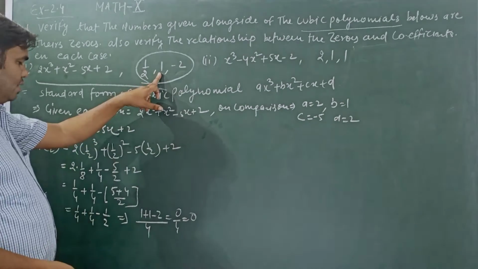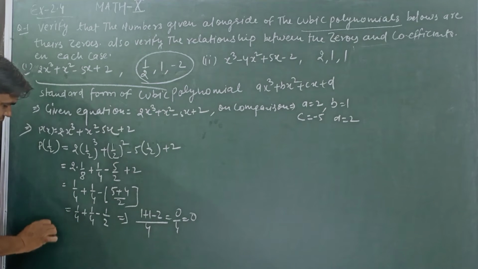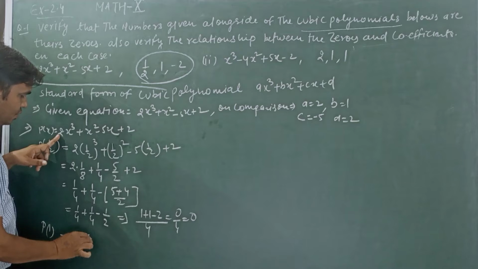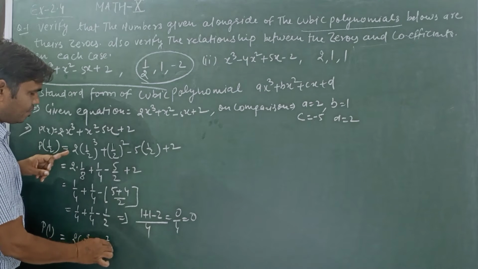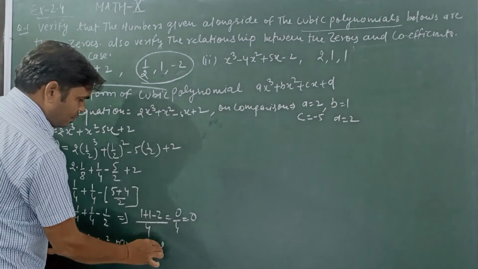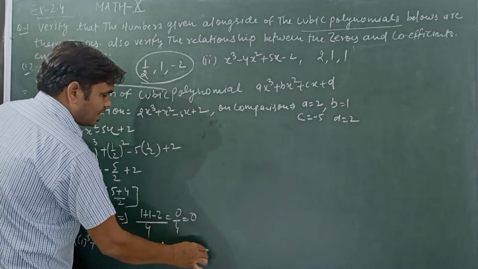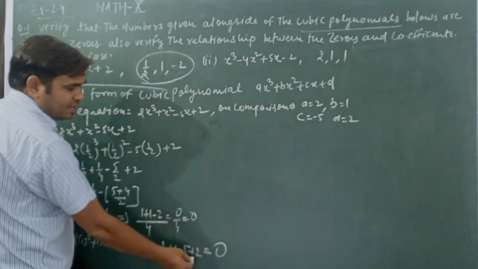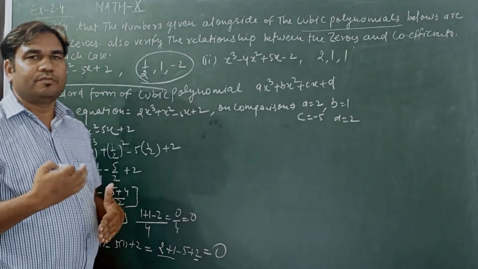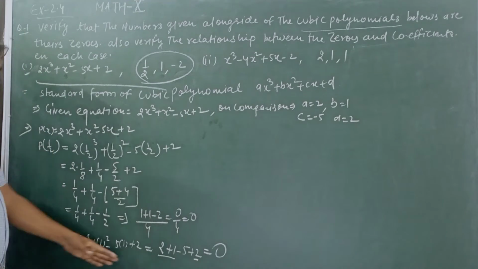Now take P of the value x equal to 1. So we take 2 times 1 cube plus 1 square minus 5 times 1 plus 2. After that we get 2 plus 1 minus 5 plus 2. That is 2 plus 1 is 3, and 2 is 5, and 5 minus 5 is 0. It means P of 1 is also satisfied.